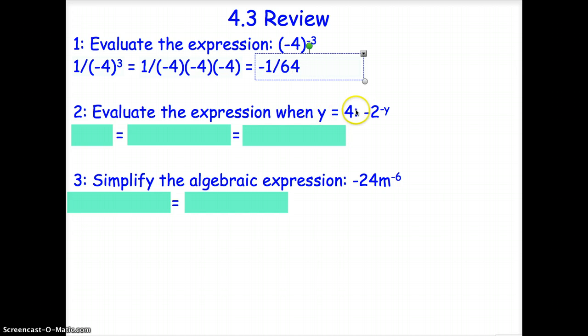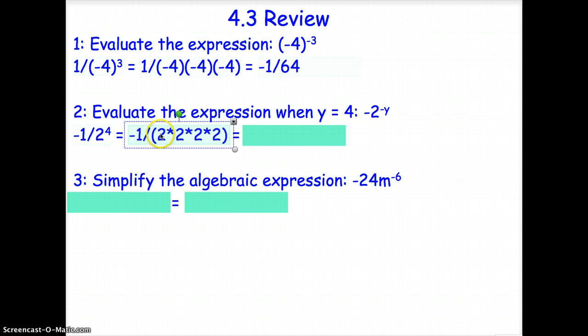Problem number 2, I need to replace that y with a 4, and then I can again turn it into a fraction. So 1 over 2 to the 4th. Notice I took my negative sign and I brought it out to the beginning. The reason for doing that is because we don't have any parentheses. That means that the 2 is not being raised to the 4th power. Or excuse me, the negative is not being raised to the 4th power, only the 2. So I just put the negative out in front so I don't forget about it.